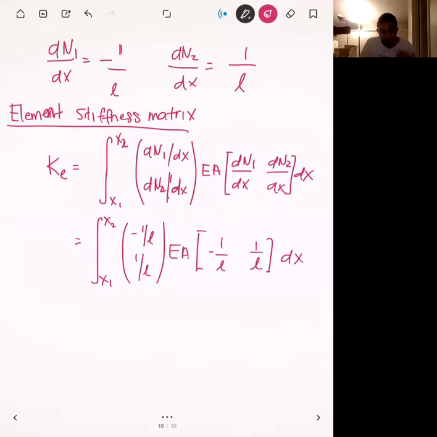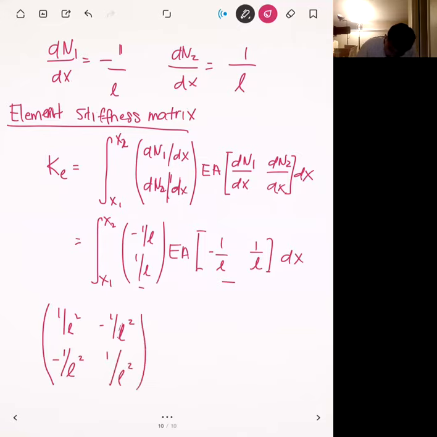Okay. We can factor these out of the integral, and then we end up with a 2 by 2 matrix. Okay, so I'm going to multiply this matrix by this matrix, factor it out of the integral because it's just a constant. Okay. And so that gives us 1 over L squared, minus 1 over L squared, minus 1 over L squared, 1 over L squared. Okay. Integral from x1 to x2 times E times A dx. Okay. And this right here is your element stiffness matrix.